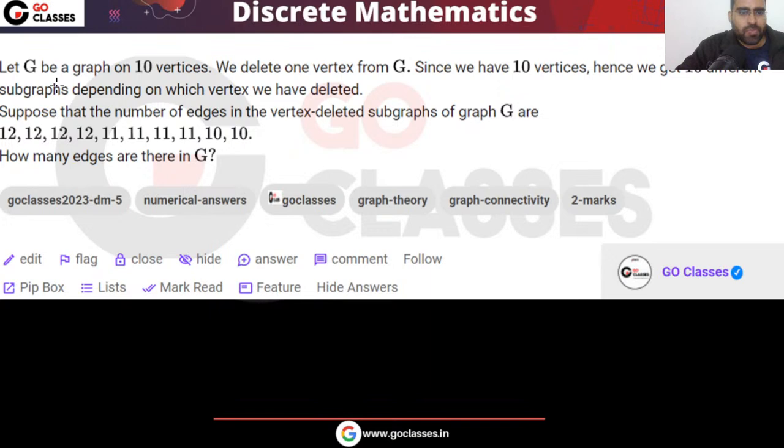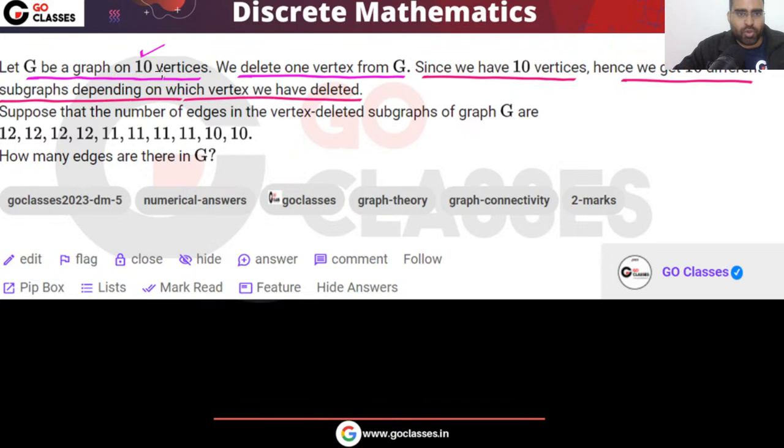So what is the question saying? The question is saying that there is a G, which is a graph on 10 vertices. So the number of vertices is given to you. The question is saying we delete one vertex from G. Since there are 10 vertices, there are 10 possibilities. Do you agree? Since we have 10 vertices, we get 10 different subgraphs depending on which vertex we delete.